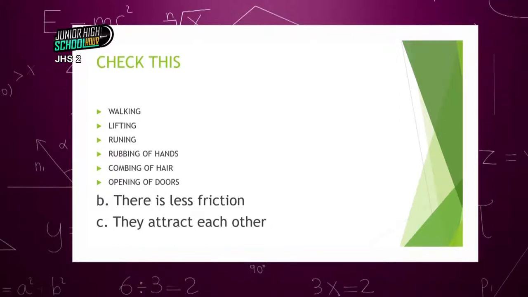If at home, you have opened a drawer. You did comb your hair before going to school. All these involved force. With the second question, why is it very difficult to walk on a very smooth surface? It is very difficult to walk on a smooth surface because there is less friction.